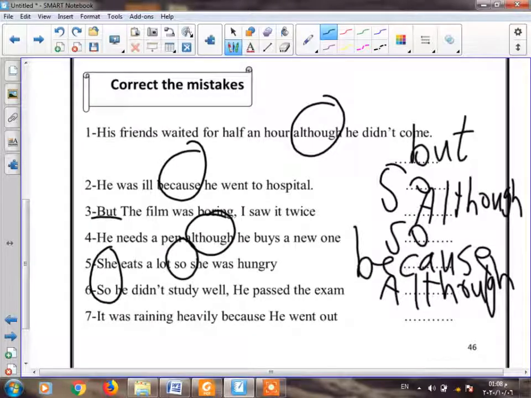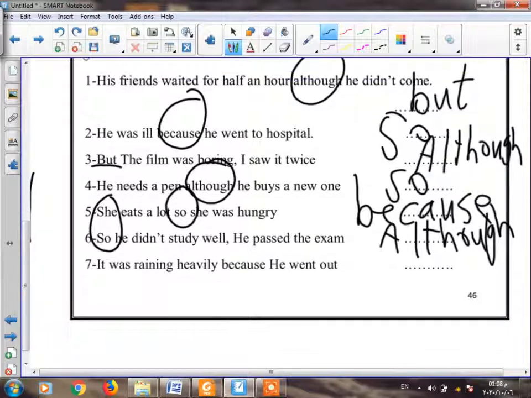Also the same, it's a contrast. It was raining, so you have to stay home. But he went out or got out. I'm going to cross out because and write but.